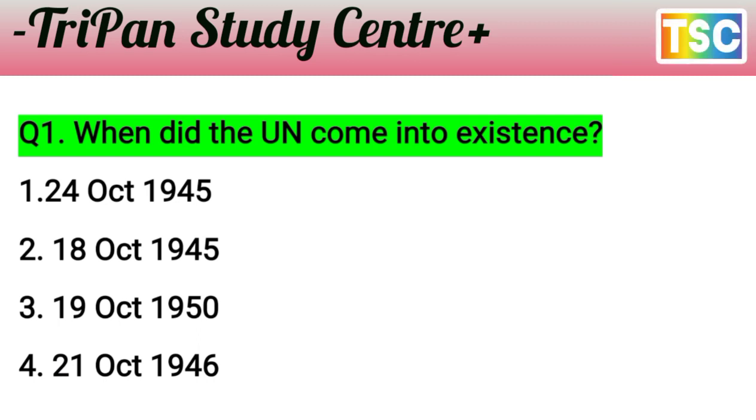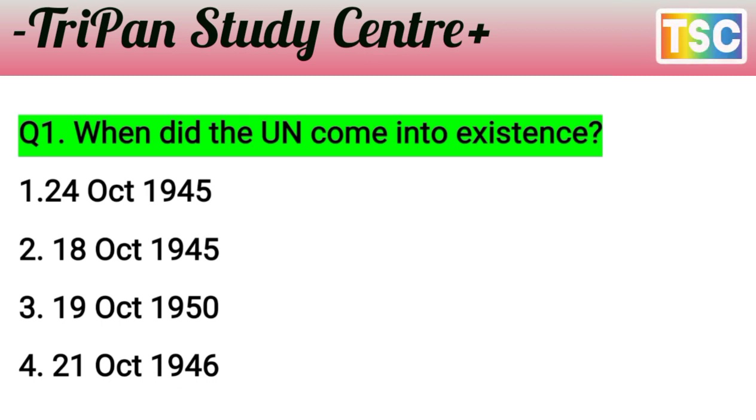But first of all, let's test your knowledge. I have given you a few seconds. You must have a thought of your answer. Note it in your notebook and let's see what the answer to this question is. The question is clear: when did the UN come into existence? The options are 24 October 1945, 18 October 1945, 19 October 1950, and 21 October 1946.